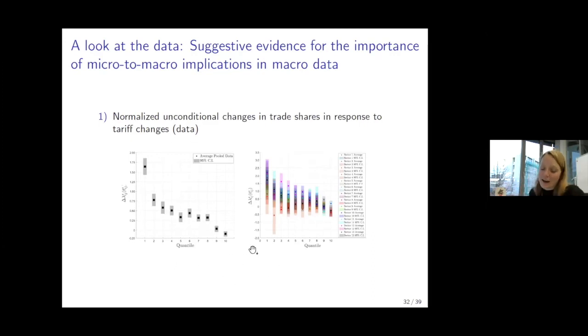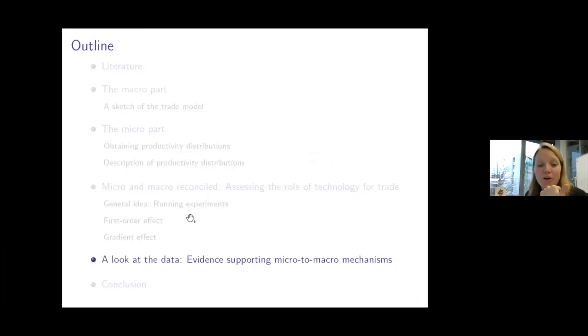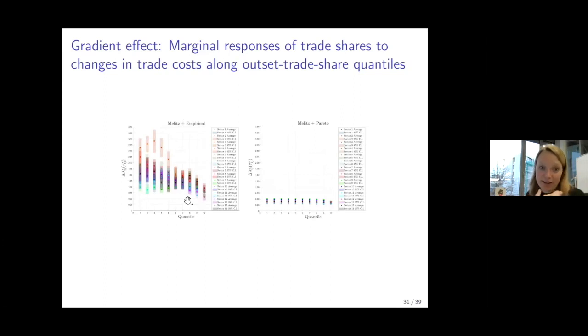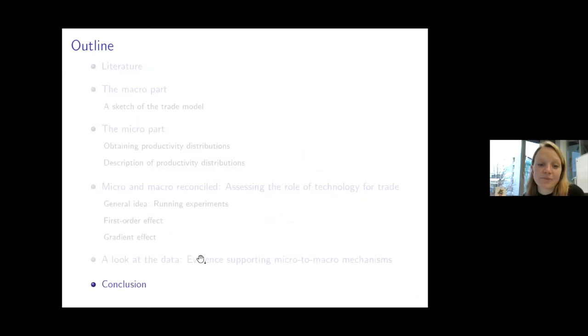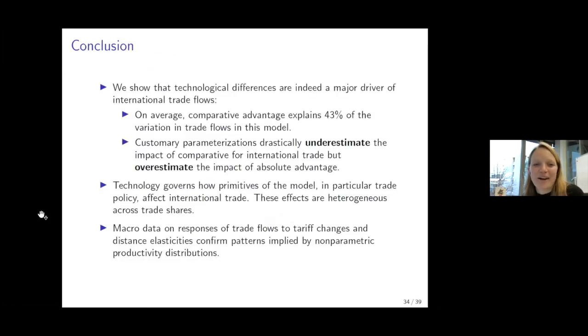So this is now really an out of sample check. This has nothing to do with our models, purely looking at data. We do see that trade elasticities, the response of trade flows to changes in trade costs, really does vary in a way that is very, very similar to what our correctly specified model predicts. Here we can also do the same with distance elasticities, which we can also rank like this, which is also something that's very much in line with what our correctly specified model gives us. Yeah, and that's kind of my talk.